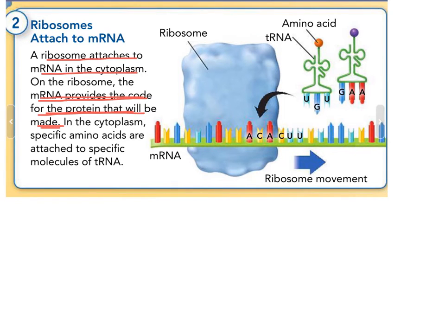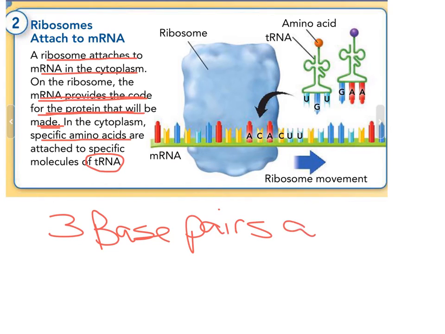Okay? Now, there's another molecule here that we need to talk about because floating around in the cytoplasm are specific amino acids that are attached to a molecule called tRNA, which is transfer RNA. So the mRNA attaches to the ribosome, and the ribosome begins to move down the mRNA reading the code. It reads the code 3 base pairs at a time.